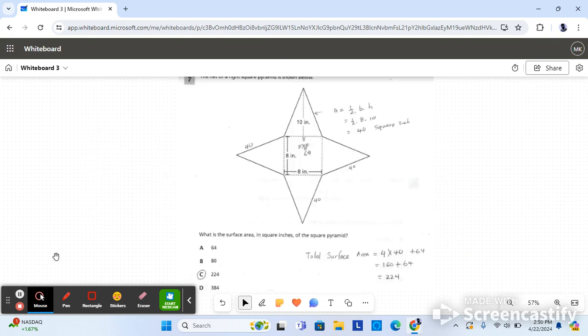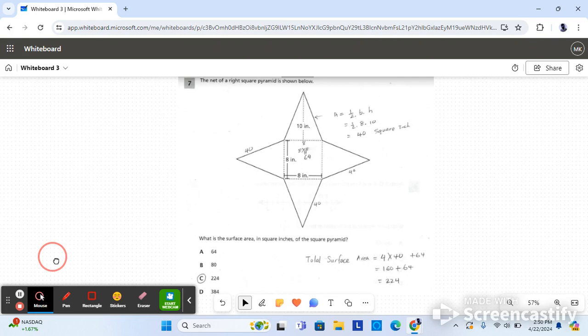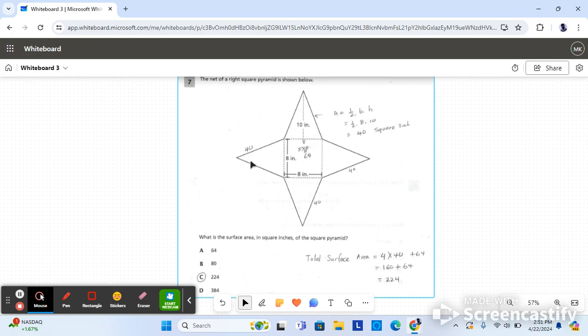For question 7, it says the net of a right square pyramid is shown below. So this is what would happen if you unravel a right square pyramid. What is the surface area in square inches of the square pyramid? So you have one square in the middle and four equal triangles around it.